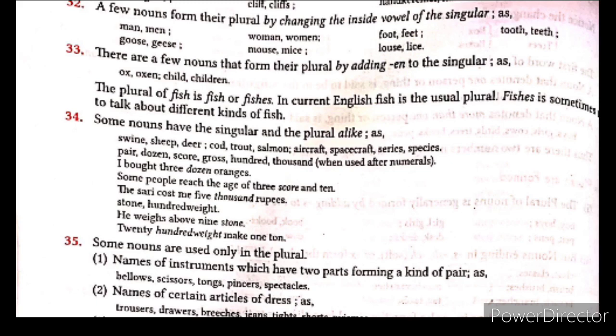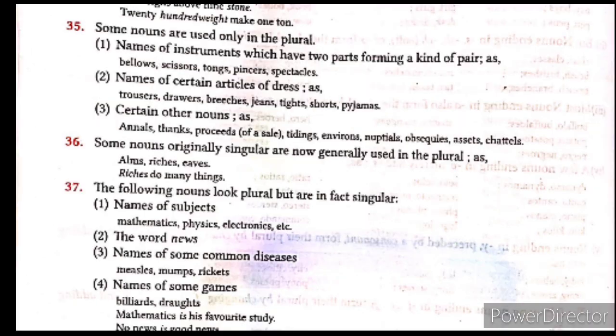Now, there are certain nouns which are used only in plural. It means that we don't use the singular form of those nouns. It is always used in plural. Or we can say the nouns which have two parts, the instruments which have two parts, we always use the plural form of those nouns. For example, scissors, because we say scissors. Trousers.